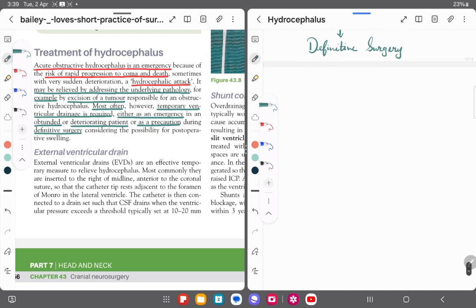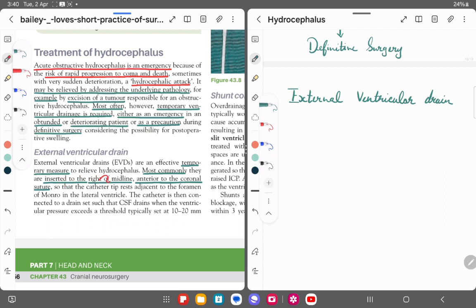So let us talk about external ventricular drain. EVDs or external ventricular drains are an effective temporary measure to relieve hydrocephalus. So they are temporary measures. Most commonly they are inserted to the right of midline, anterior to the coronal suture, so that the catheter tip rests adjacent to the foramen of Monro in the lateral ventricle.